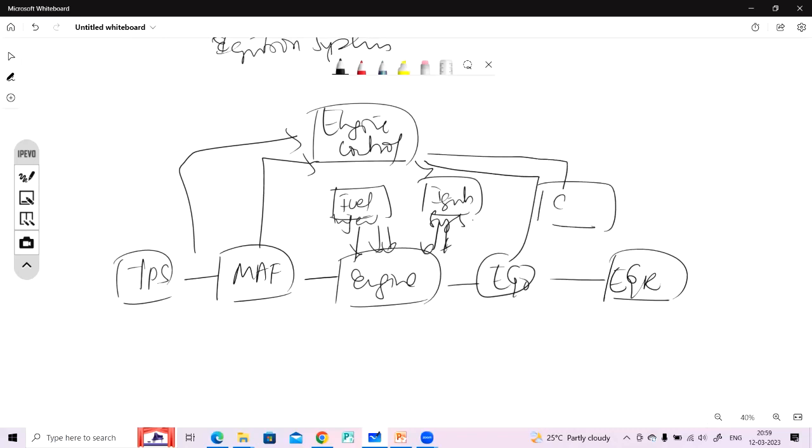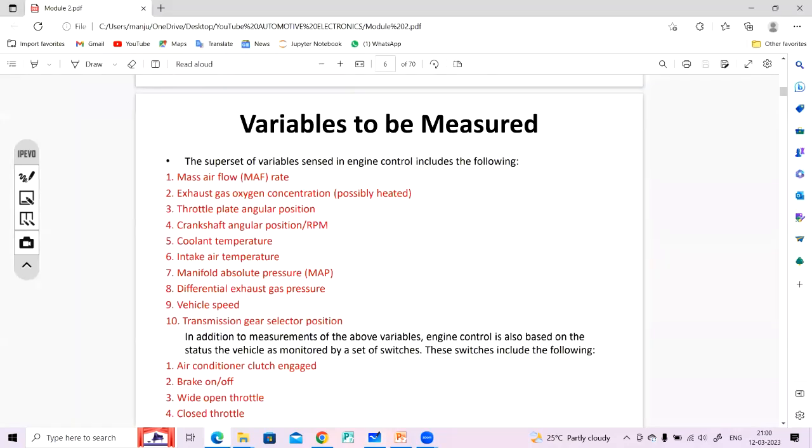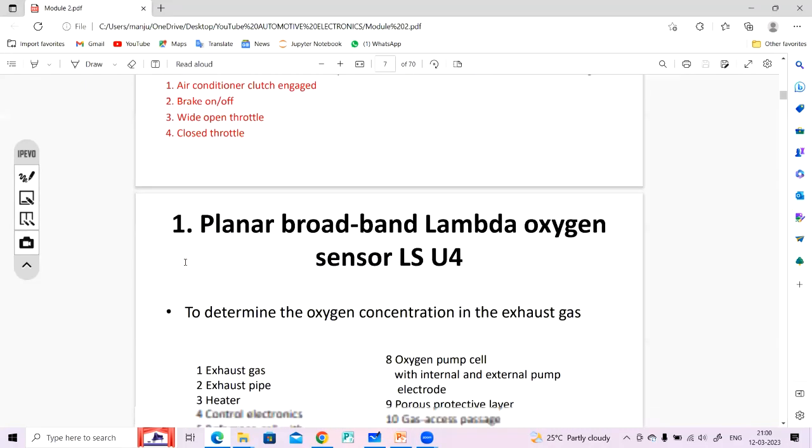And we can see the crankshaft here. Then coolant temperature, coolant temperature sensor. It has also been added. This is the figure with respect to the electronic engine control system. Okay, so here this is the superset of variables being sensed in engine control, including the following parameters.